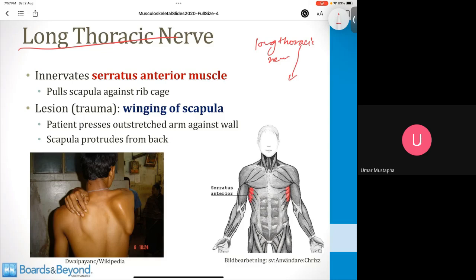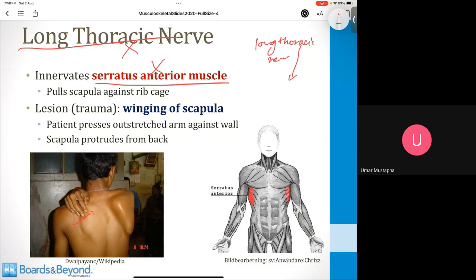You can see it arises from the ribs and it's attached to the scapula. What is the function of serratus anterior? It's going to hold the scapula against your rib cage at your posterior aspect. As it is arising from your ribs and attaching to the scapula, this scapula is going to be held towards your body, towards your rib cage, by this serratus anterior muscle. So if the long thoracic nerve is gone, the serratus anterior muscle is gone. Now you do not have anyone to hold the scapula against your thoracic cage.